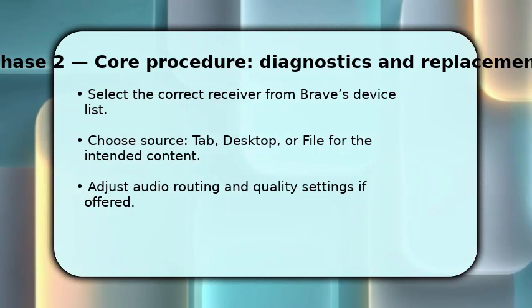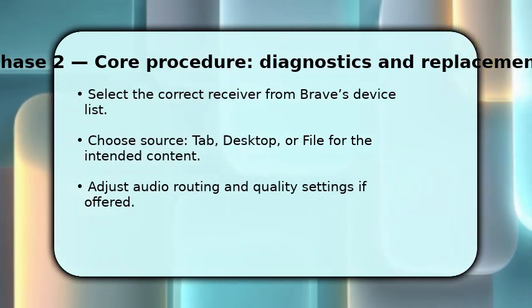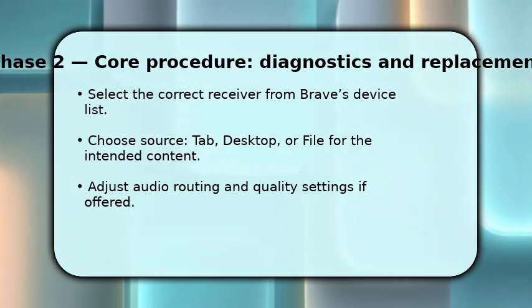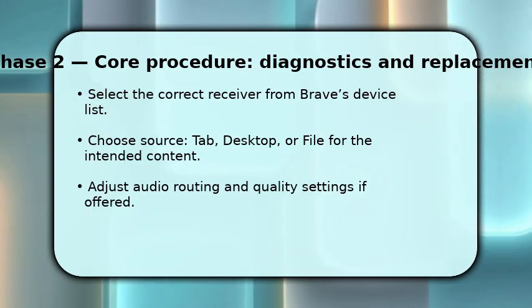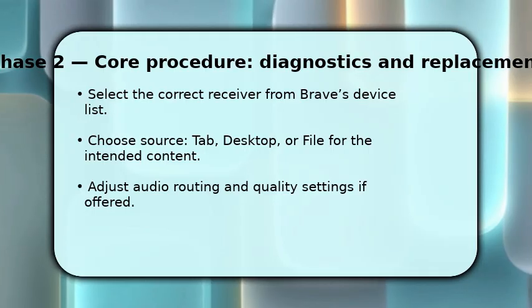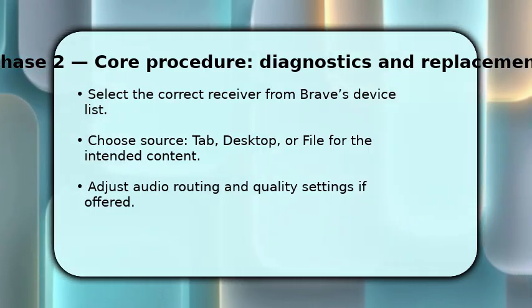After Brave lists available devices, pick the correct receiver, and check names or room labels to avoid wrong displays. Once selected, choose your source. Cast just the current tab for video, pick desktop to mirror everything, or select file to stream a local video.